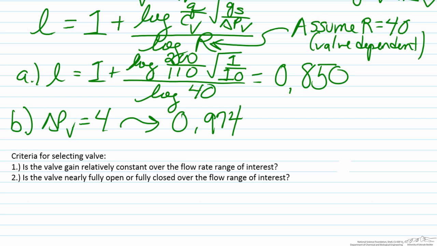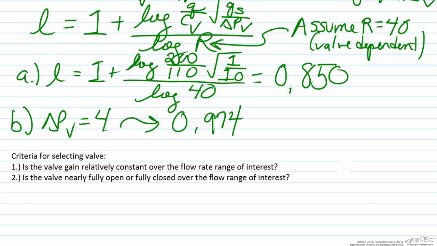Additionally, you're going to want the valve to be away from being fully open and fully closed. The reason why is because the valves don't operate as well from a reproducibility standpoint when you are on the edges, whether it be too closed or too open.